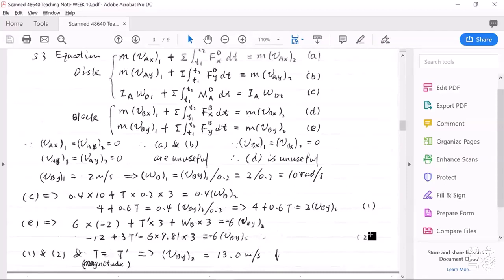In these two equations, because T and T prime have the same magnitude, finally there are only two unknowns. One is T and the other one is VBY2. So this can be solved. VBY2 should be 13.0 meters per second. Its direction is downward, negative.